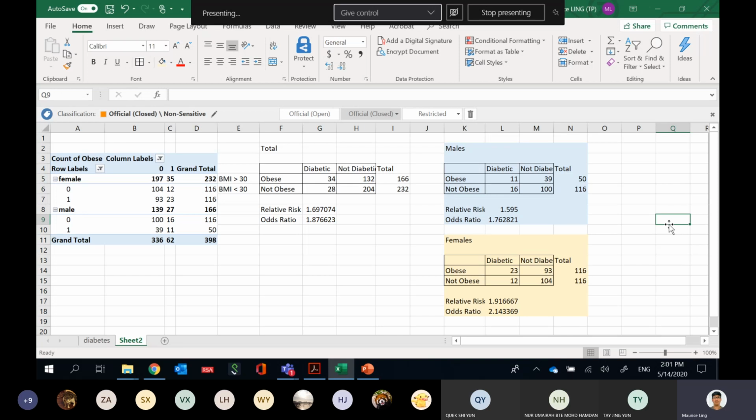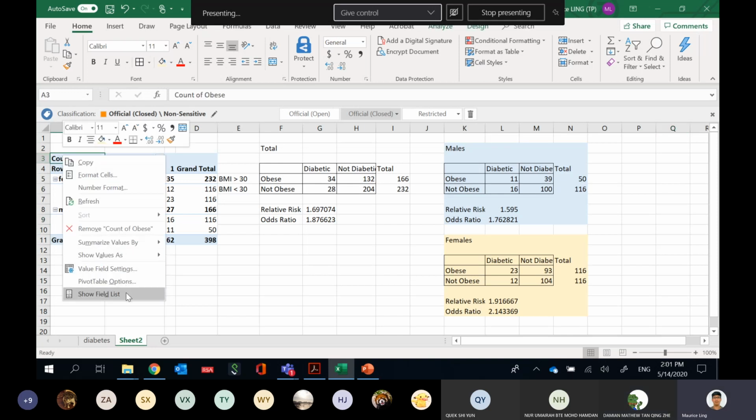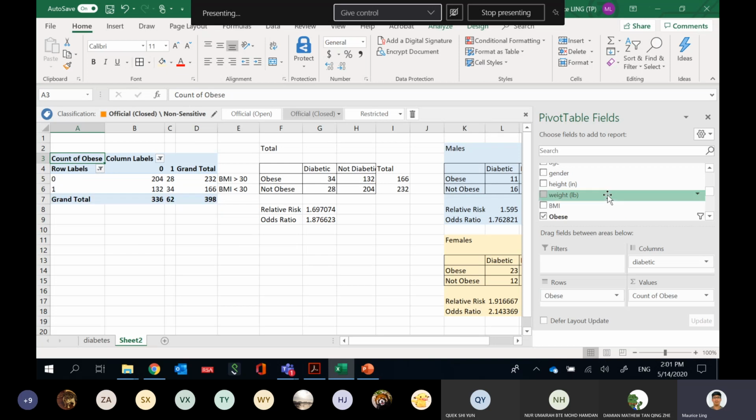Sir, how did you get both the diabetic and obese pivot table and the male and female pivot table integrated? Okay, so originally what I have, let me just show you again. This is what I have, right? So this is the pivot table I have originally, right? Who's that first? Damien. Damien, okay. So what you do is this. Let me just show you.